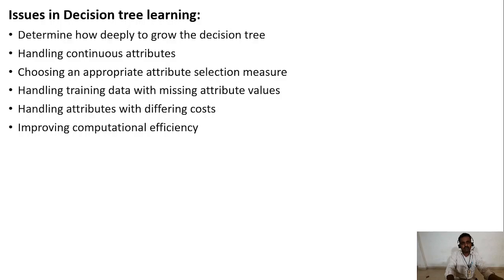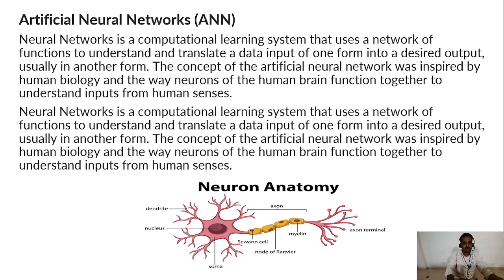So what are the issues of the decision tree algorithm? Determining how deeply to grow the decision tree, handling continuous attributes, choosing an appropriate attribute selection measure, handling training data with missing attribute values, handling attributes with different costs, and improving computational efficiency.